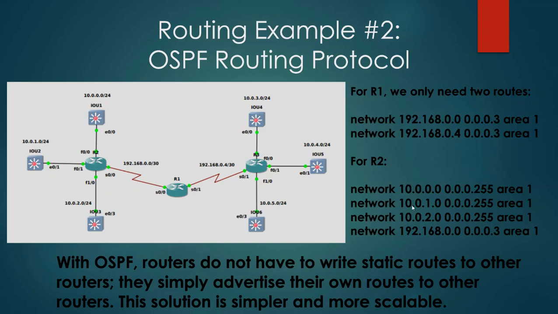So it's advertising these networks to these other routers. And then you go to R2, and you basically do the same thing. You write all the routes that are connected to the router, so it can advertise these routes to R1, who can advertise them to R3. So all these routers will have these networks.